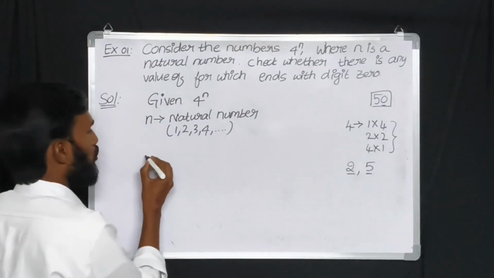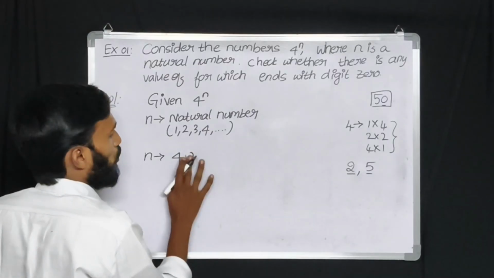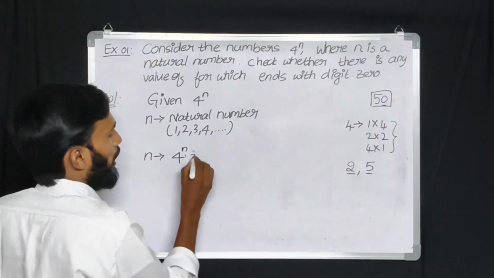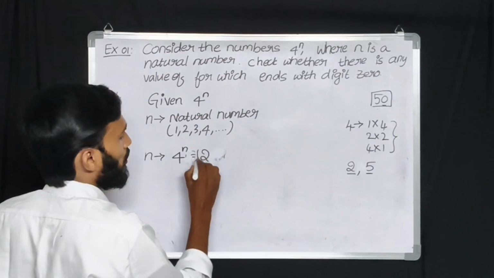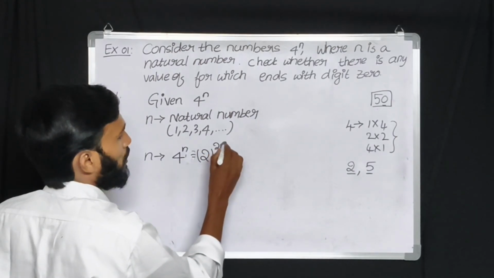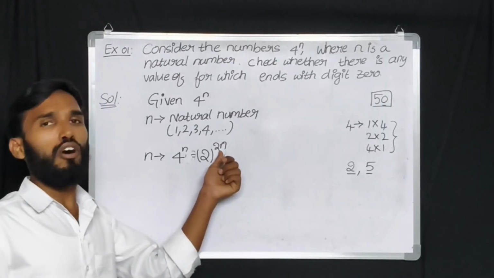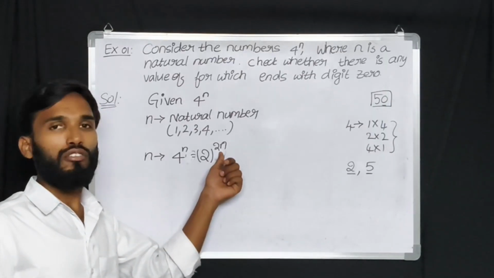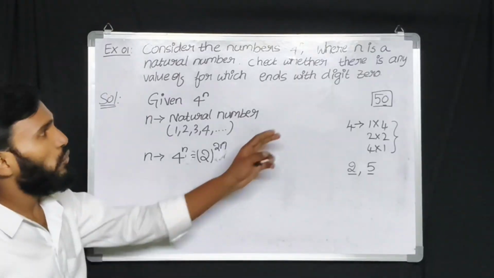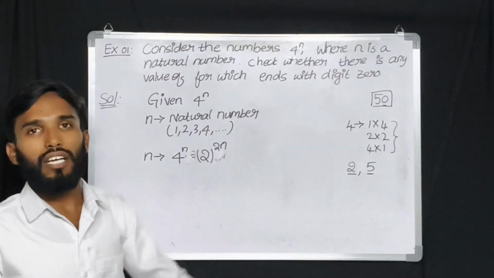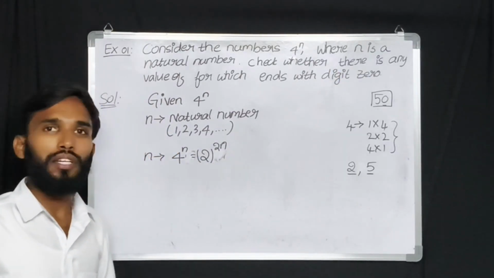So what is the value of here n? It is nothing but 4n is equal to 2 into 2n. As you all know, here this is in which form? Square form. 2 2s are 4. 4n. So there is no value for which it ends with 0, and this is example 1 of the chapter real numbers.